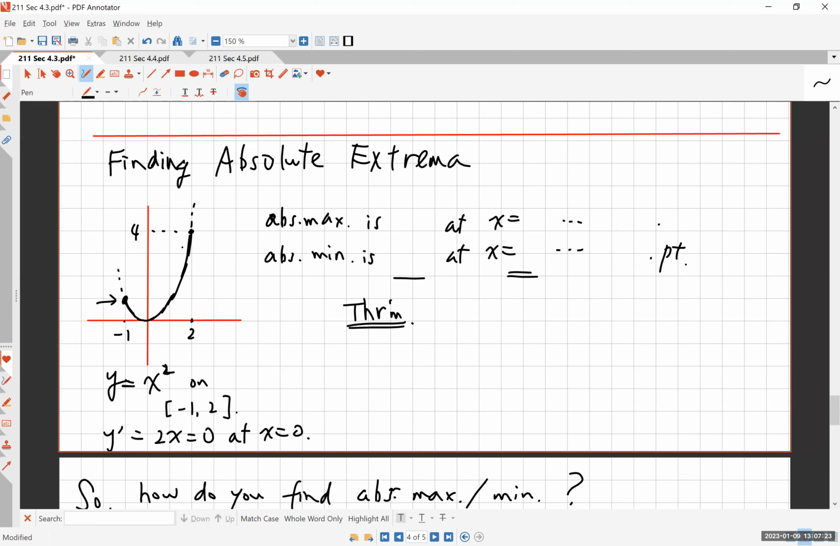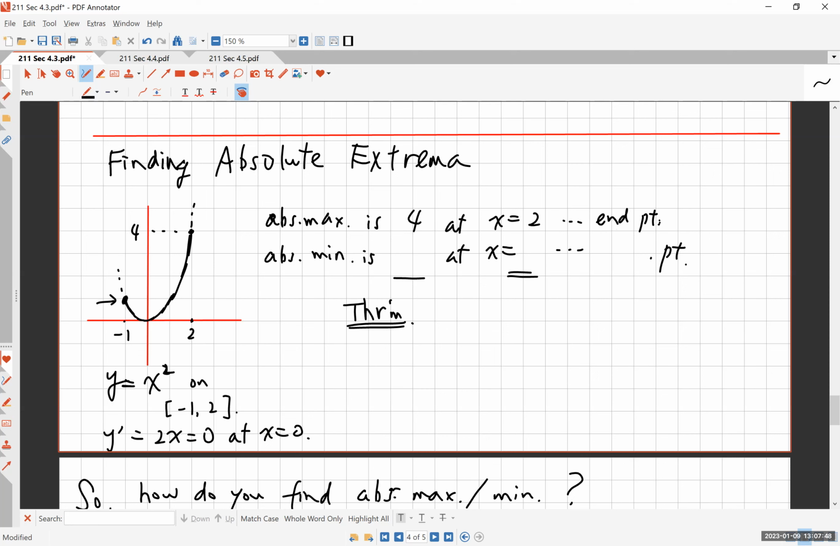And you can tell just by looking at the graph what the absolute maximum is and what the absolute minimum is. What is the absolute maximum? That would be the highest or the largest y value seen here. And of course, that's 4, right? And that happens when x is equal to 2. That happens to be the right endpoint. Okay, it is an endpoint.